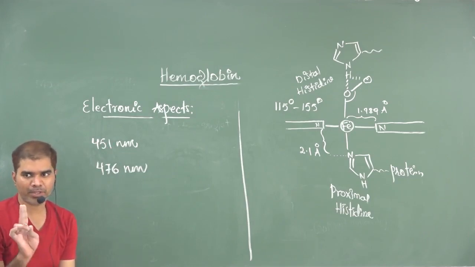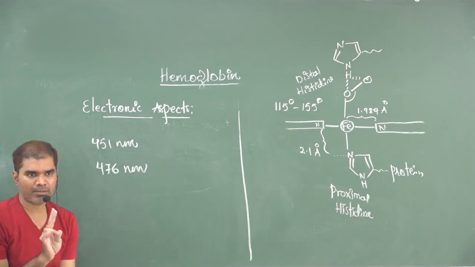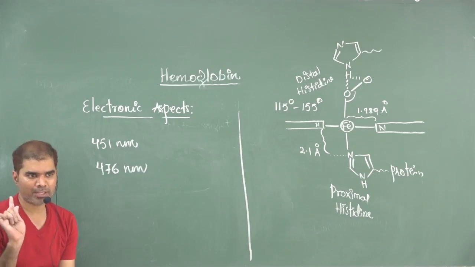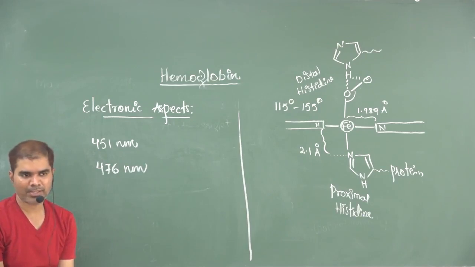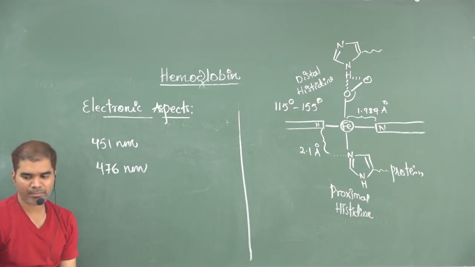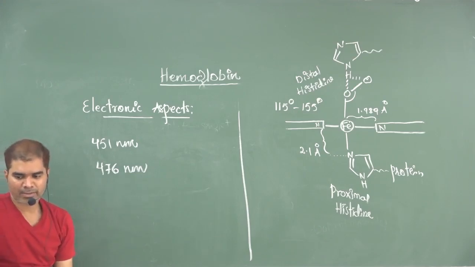So two important points to remember with respect to magnetic moment. It is diamagnetic, and diamagnetism is due to antiferromagnetic coupling. So what is the magnetic moment? 0. There is no magnetic moment, it is 0. Last, electronic aspects. Oxyhemoglobin is red color.